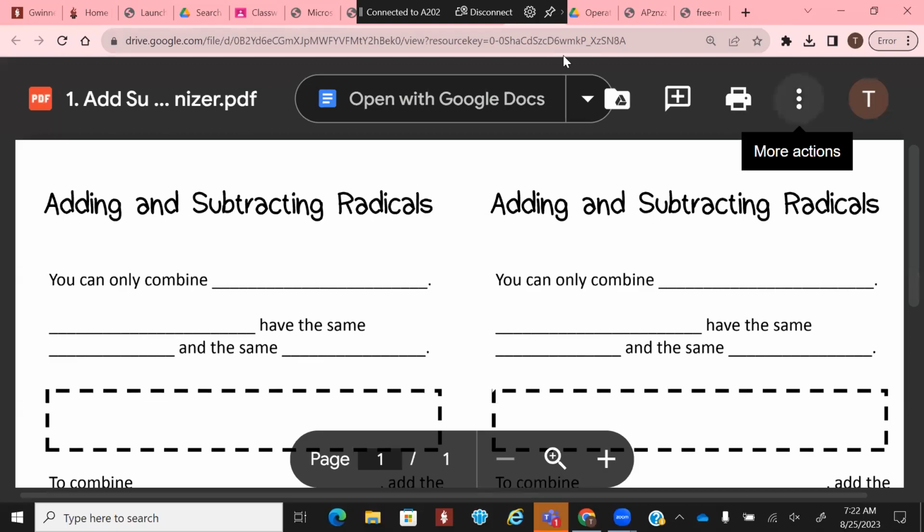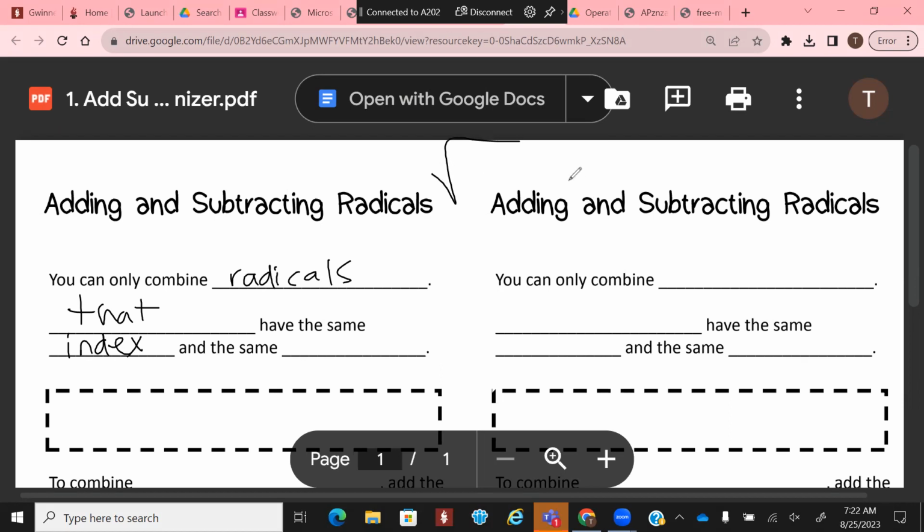Today we're going to talk about adding and subtracting radicals. You can only combine radicals that have the same index, that's the little cubbyhole, and have the same radicand. The radicand is the guy that's underneath, and the index is the little guy in the cubbyhole.